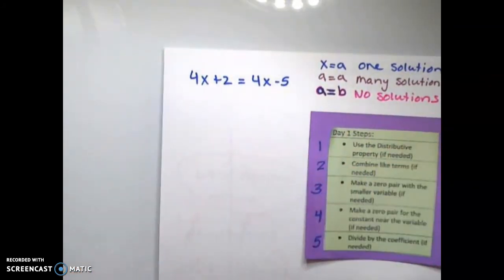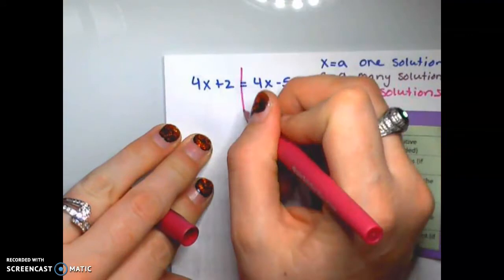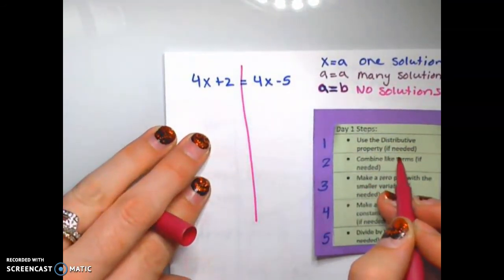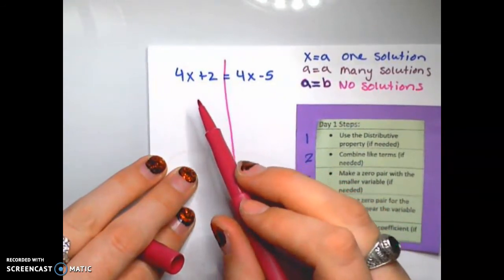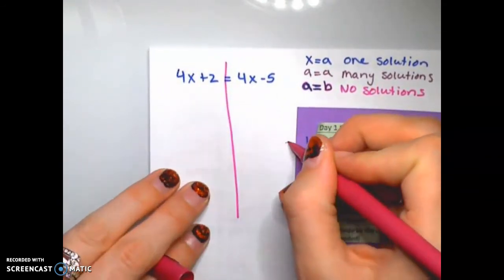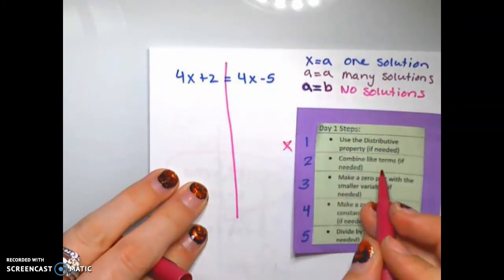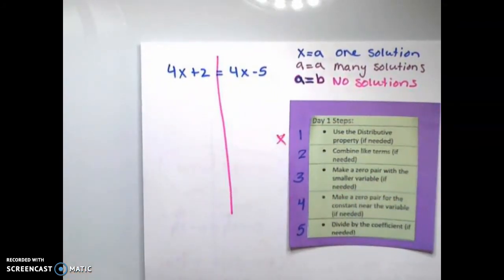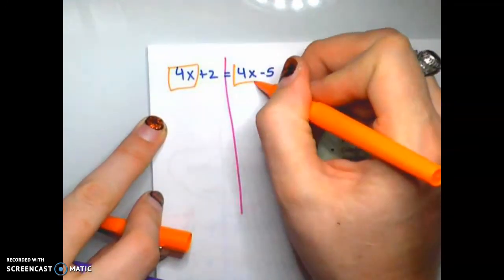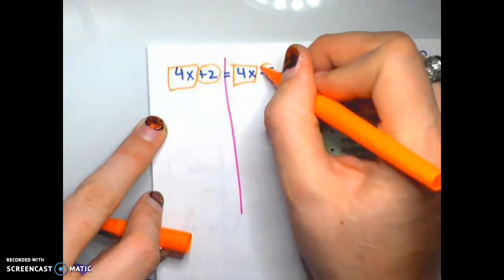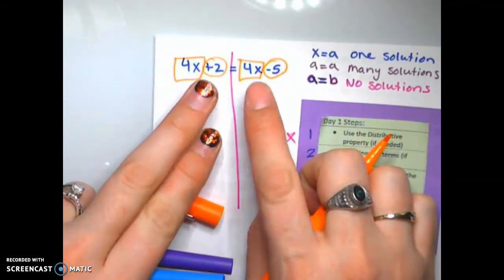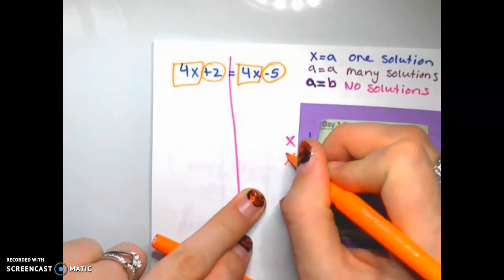Okay, last problem. So step 1, use the distributive property if needed. Do you see parentheses? I don't, so I don't need to use that step. Combine like terms if needed. So let's see if we need them. I'm going to box, and box, circle, circle. There's only 2 on each side, and neither of them have the same shape, so I can't actually combine anything, so we don't need that step either.